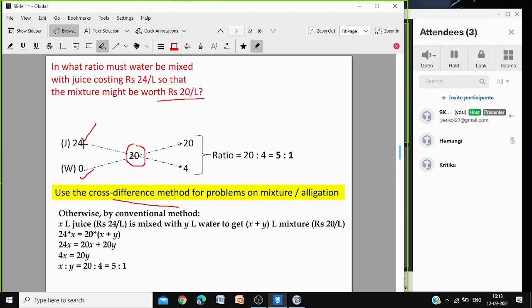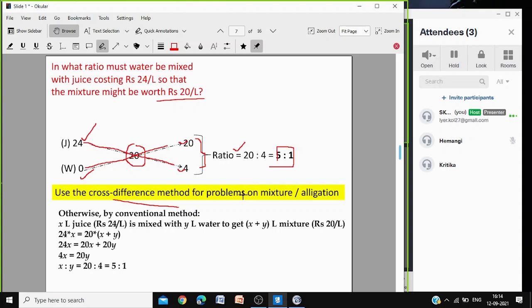Now see the difference crosswise. See the arrow. So the crosswise difference of 24 and 20 will be 4. And 0 and 20, the difference will be 20. So the ratio required will be 20:4 or 5:1. So this is the cross difference method.